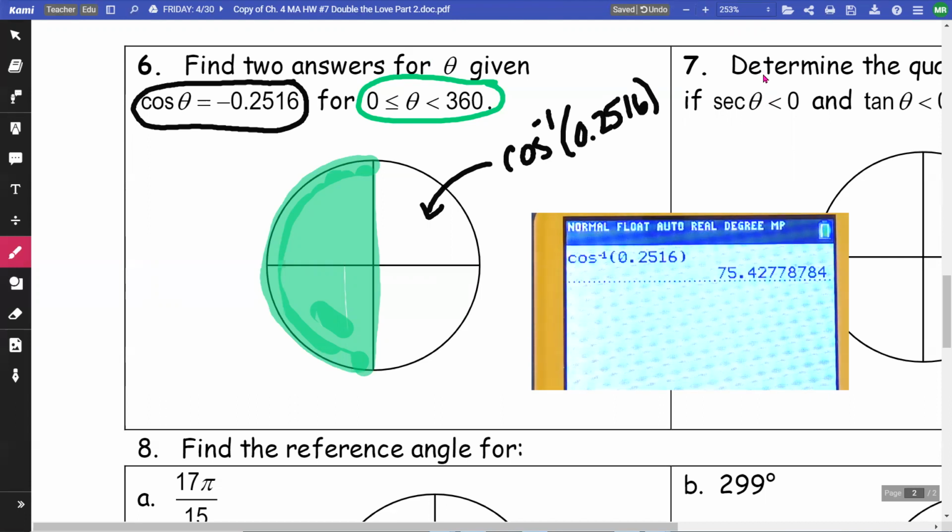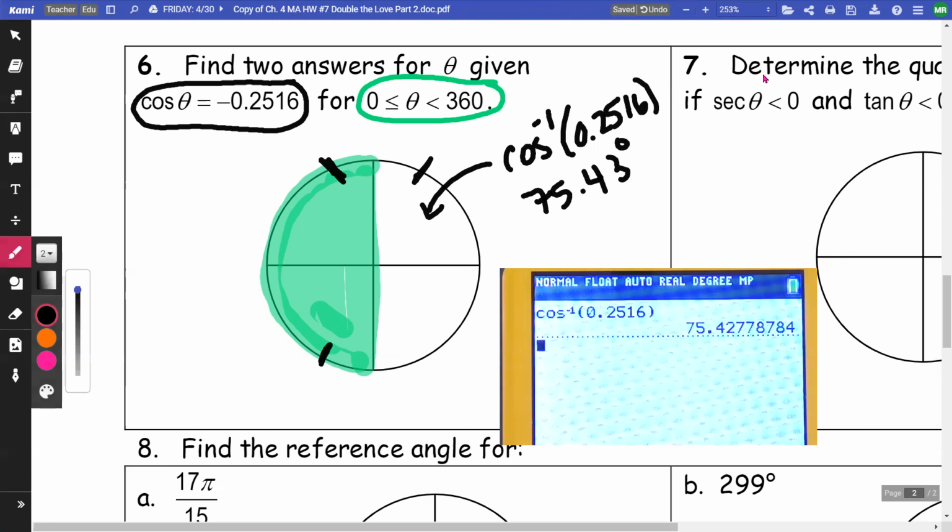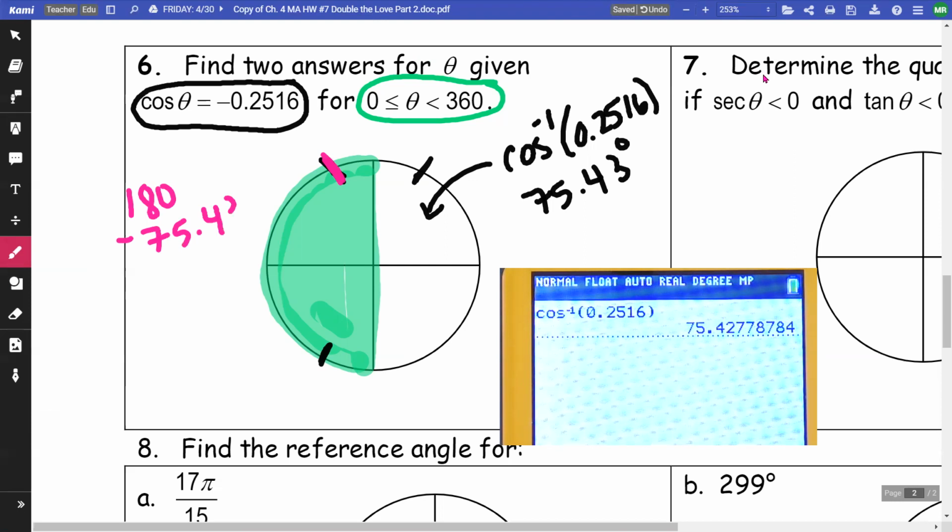And I get 75.43 degrees. Okay, so let's say that that's about up here. That means I have the same here and here. To figure out both of those, to figure out this one here, I'll highlight it in pink. I am going to take 180 degrees minus 75.43 to get my pink one, because I was 75.43 short of 180.